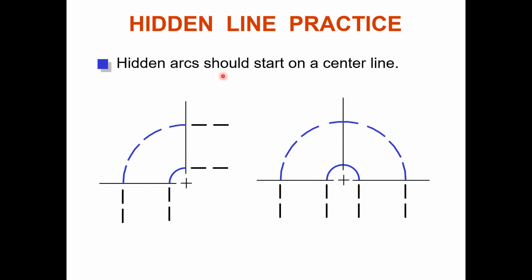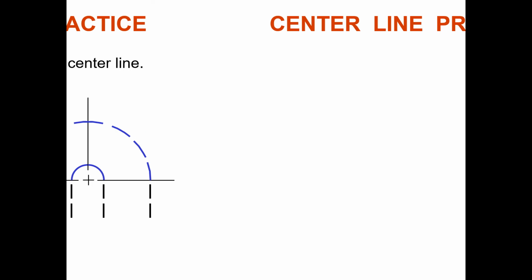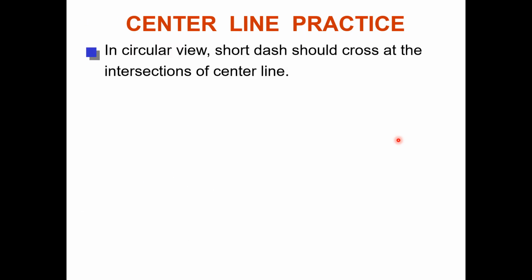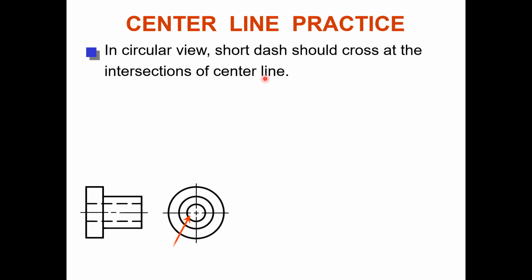Hidden arcs should start on a center line. Here is an arc, so all arcs should start, if there is a hidden feature, from a center line. Center line practice. In a circular view, the short dash should cross at the intersection of the center line. That we already know. Here when we show a center line, the short dash should cross at the center.